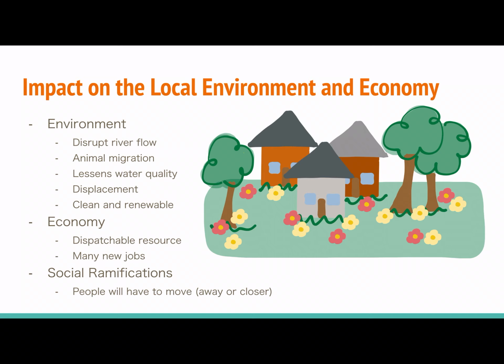Hydroelectric power plants are a dispatchable resource. This means that they can generate power at a moment's notice. Hydroelectric power plants are also a source of many jobs. The social ramifications of hydroelectric power plants are people will have to move away to create space for the plant, and people will move closer if they have a job at the plant.